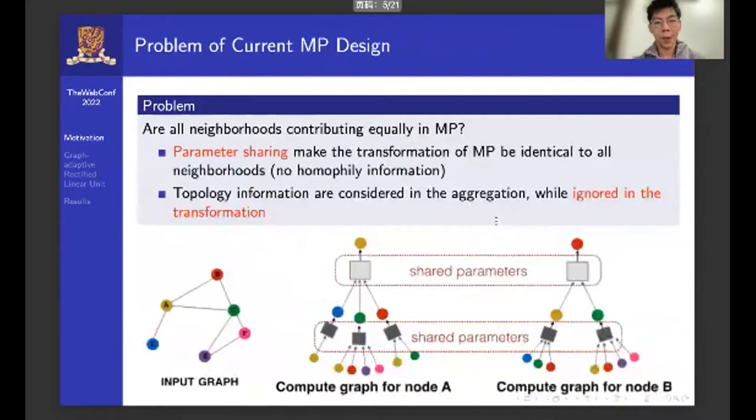So here are some problems with this message passing paradigm. The first problem is that in message passing, all the nodes share the same neural network. They have shared parameters, which means different nodes have the same transformation function. The second problem is that in message passing, topological information is only considered in the aggregation phase, but ignored in the transformation part. All these problems limit the generalizability and the performance of the current graph neural network.